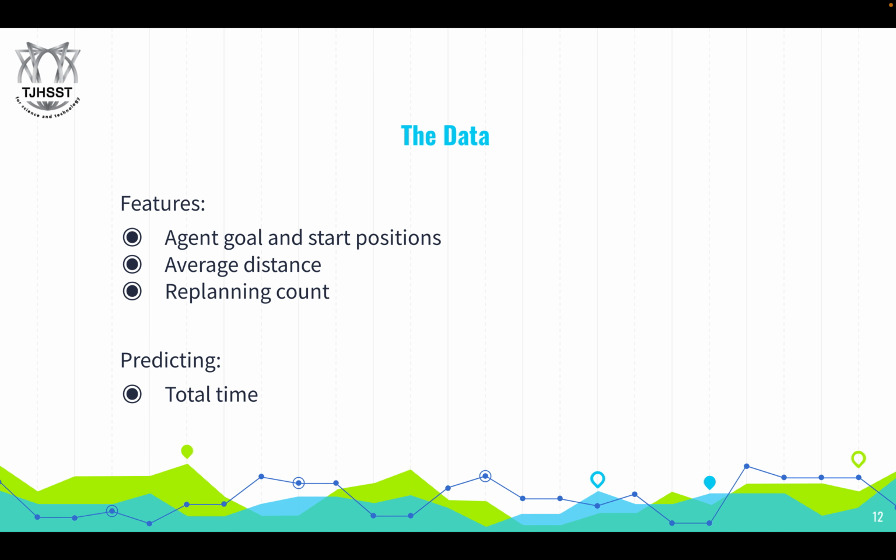So the data that I implemented is agent goal and start positions. So it'll be where the agents are going to start, where the agents want to end up, the average distance, so how many steps it took for the robots to get there, and the replanning count, or how many times the robots need to replan after sensing new information. And what I wanted to predict is the total time.